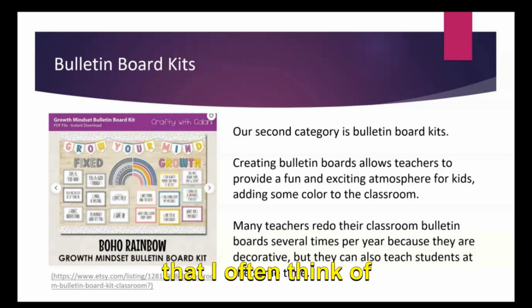The second category that I often think of when I'm thinking of EDU decor products is bulletin board items. So this could be a bulletin board kit, like the example we see here, or it could be individual pieces that would be used on a bulletin board, like the bulletin board borders we looked at earlier. A lot of teachers use their bulletin boards both as decoration for the classroom, but also as a place to teach. This is a part of the classroom that is redone a few times a year, which means that there's a continual need for new bulletin board themes, new bulletin board pieces, and new bulletin board kits.